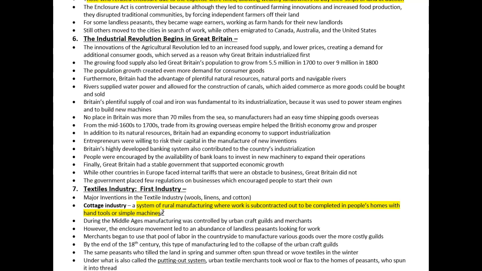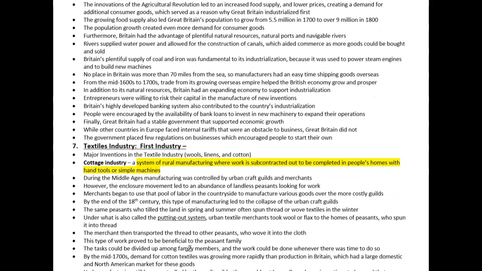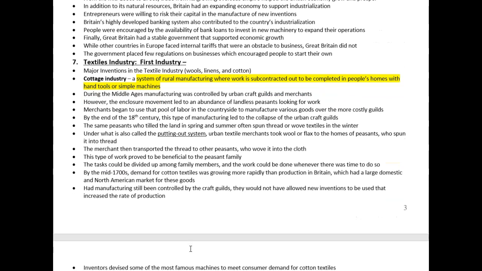During the Middle Ages, manufacturing was controlled by urban craft guilds and merchants. However, the enclosure movement led to an abundance of landless peasants looking for work. Merchants began to use the pool of labor in the countryside to manufacture various goods over the more costly guilds. By the end of the 18th century, this type of manufacturing led to the collapse of the urban craft guilds.